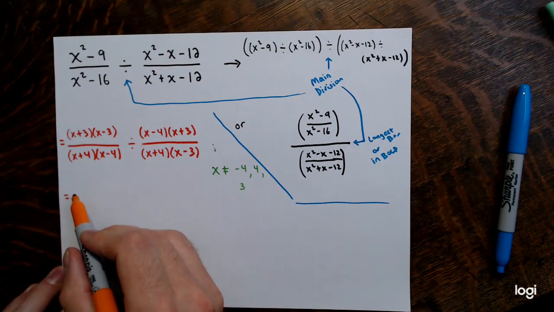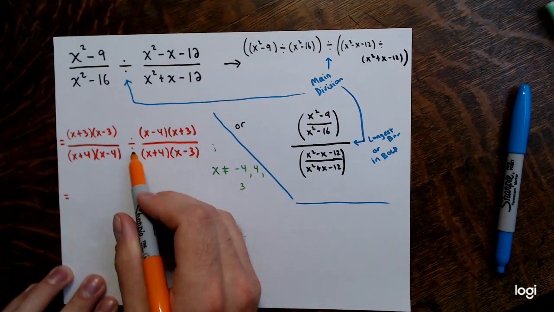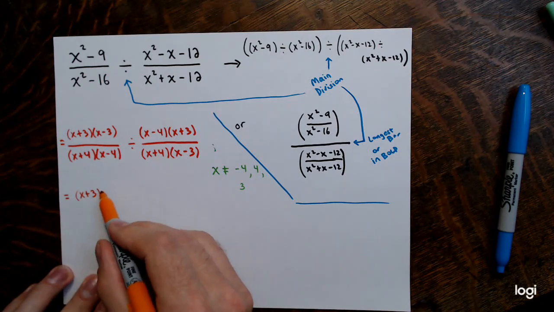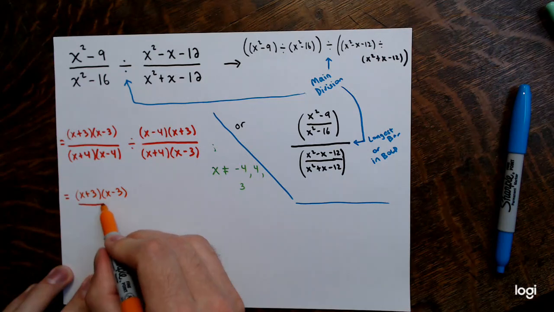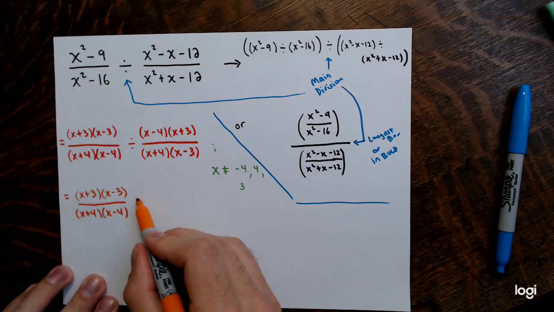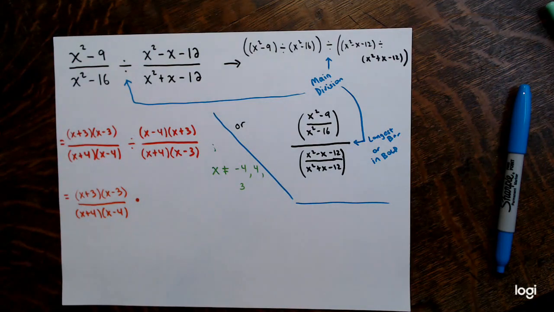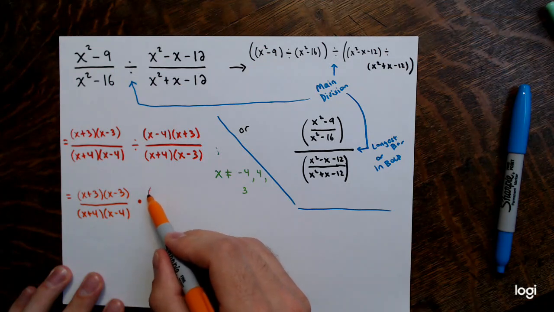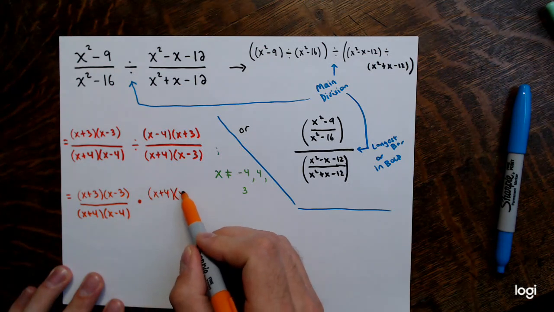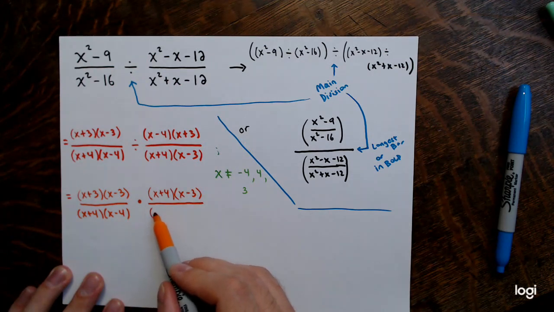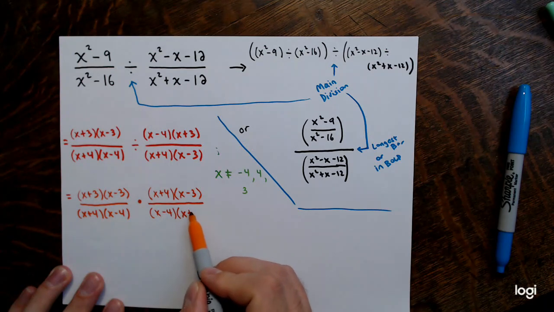And then here comes the part where I change the division problem to a multiplication. So we have x plus 3 times x minus 3 over x plus 4 times x minus 4, and then change division. Anytime you see division, it's just multiplication by the reciprocal of the divisor. So we have x plus 4 times x minus 3 — this denominator became the numerator — divided by x minus 4 times x plus 3.